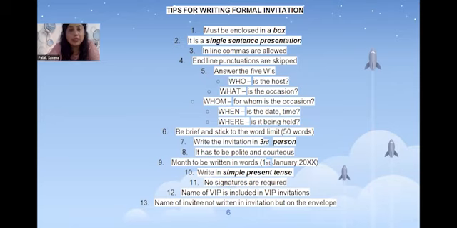It has to be polite and courteous. Language has to be polite. Months to be written in words. For example, here it's written 1st January 2022. It has to be in the simple present tense. With the tenses, you need to be really careful.